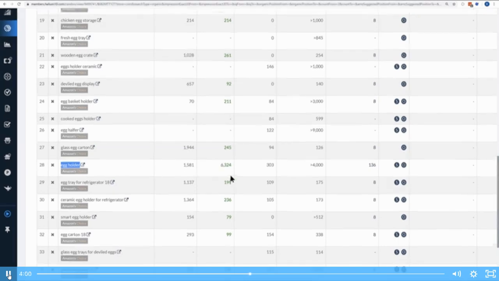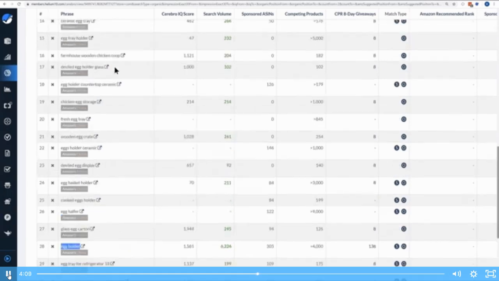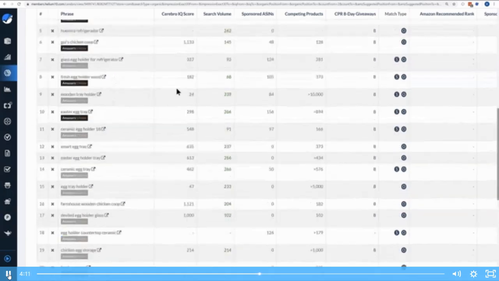At the same time, what's something that's even more relevant to this product? Remember, the product we were talking about is a wooden egg tray. Well, wooden egg holder, like this one, wooden tray holder, 240. This is probably more specific than just egg holder. Let's see, what about this, fresh egg holder wood? Nobody is searching for it, but it is relevant.